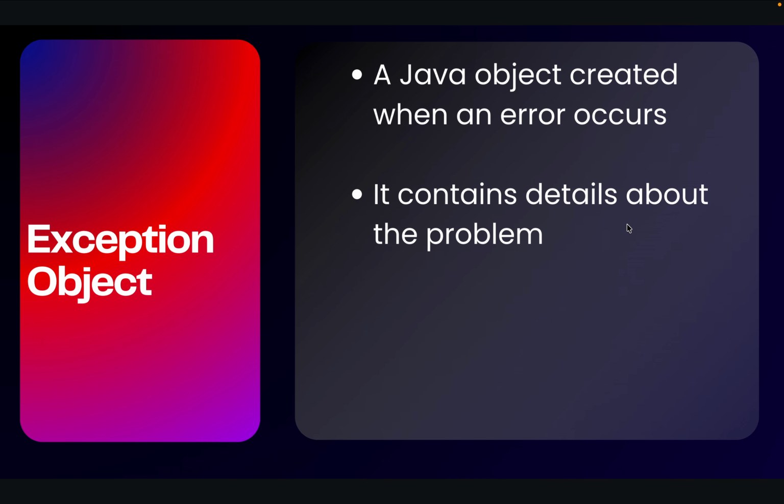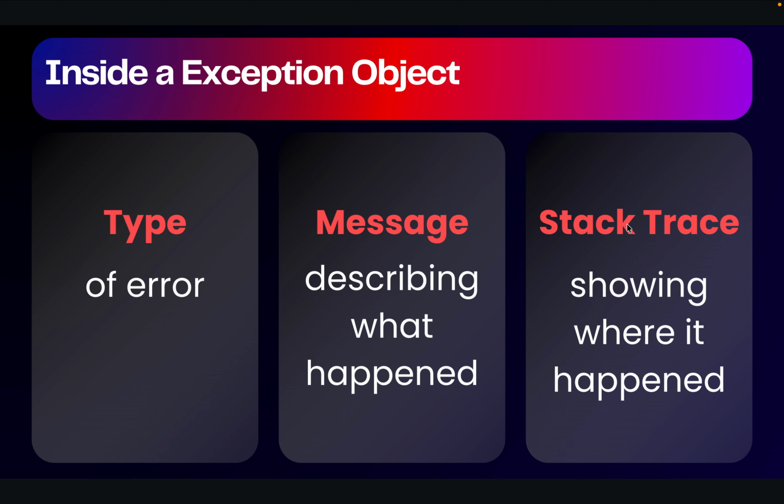So first, your exception object. This is going to be an object that's created when the error occurs, and this is going to have the details about that error. So inside of that object, it will say the type of error, it will give you a message describing what happened, and it'll also provide a stack trace, which is going to show where it happened as well.